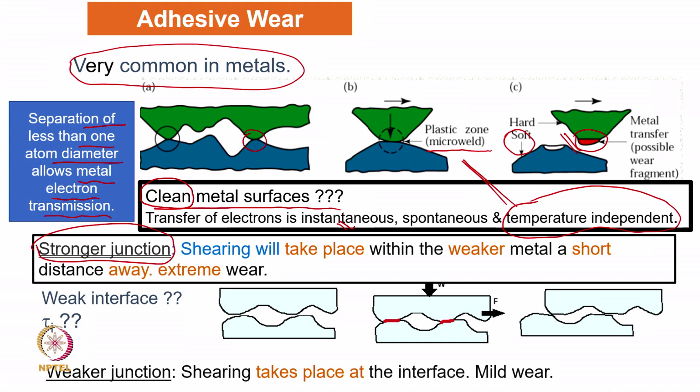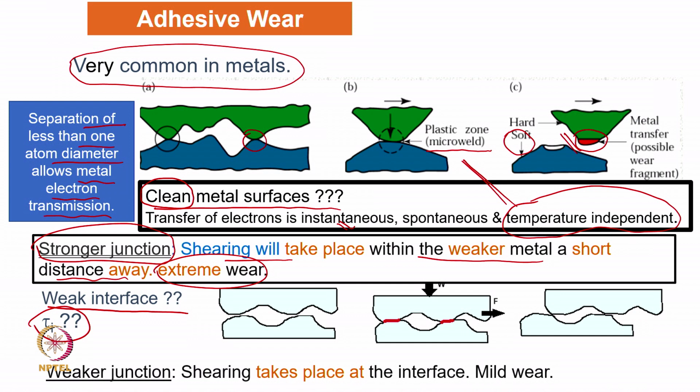Why do we say it is a stronger junction? Because when we try to move one metal against another metal, shearing does not take place easily. It will not be able to move easily, and there will be extreme wear. This is what we mentioned: shearing is not easy and there is a stronger junction. So, what do we need to do? We need to make some sort of weaker interface. Our interface shear strength, or the shear stress induced there, needs to be weaker.